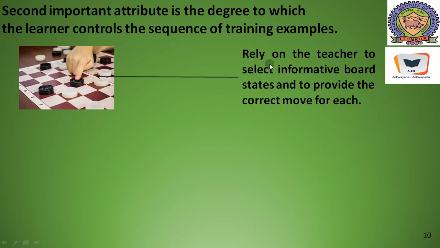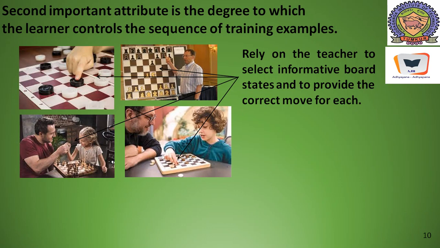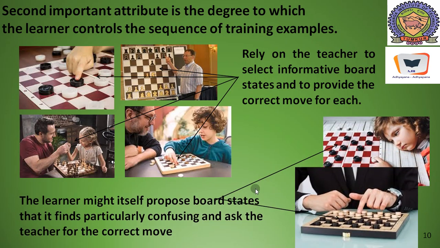As far as the second attribute is concerned, rely on the teacher to select informative board states and to provide the correct move for each. Like this, for every step the teacher will be explaining. The second kind of experience is we will start doing, and in the case of doubts we will ask the teacher. And in the third kind of control, the learner might himself propose board states. Okay, this is the move, it's going to happen like this. In the previous move I have erred, so this time I should not err. And if there is any confusion, we may ask the teacher, or we may correct ourselves.